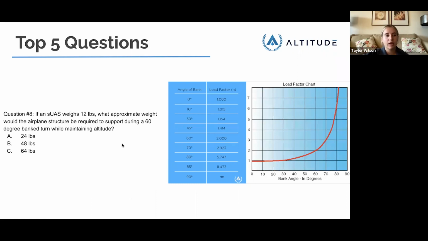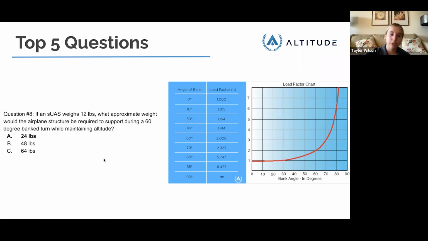If a small UAS weighs 12 pounds, what approximate weight would the airplane structure be required to support during a 60-degree bank turn while maintaining altitude? We've got 24, 48, or 64 pounds. Woohoo! I don't think anybody has sent any incorrect answers yet. Either you guys are paying attention or you guys have already taken the course, or both, but thank you for participating. Yes, our answer here is 24 pounds.